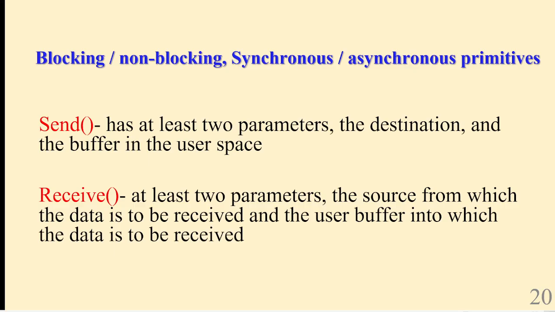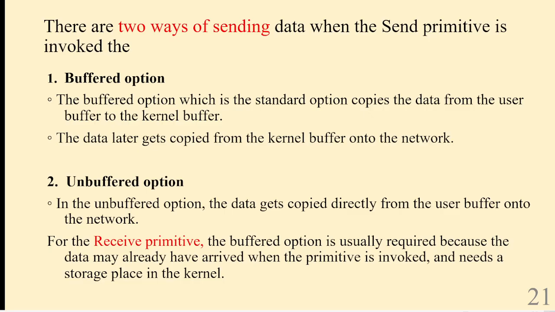Next, as you can see, there is a send function and a receive function. In the send function, there is a destination: where is the message going to, where is its end point, and where it is being stored. Then in the receive function also, there are two parameters: the source, which is the origin of the message, and where it should be received to. These are the two primitives you should know, the send function and the receive function.